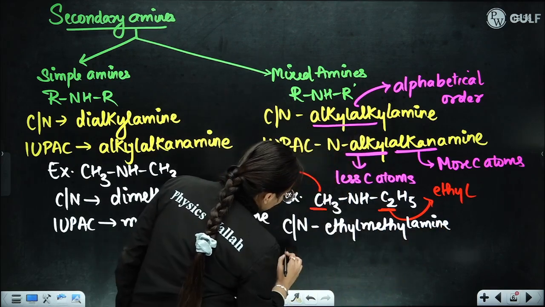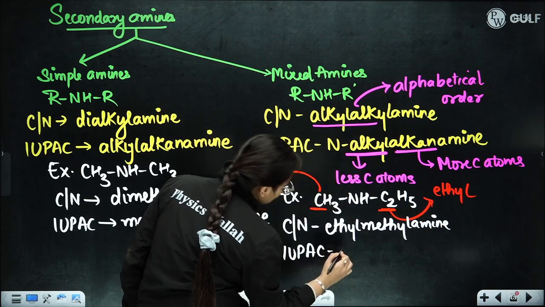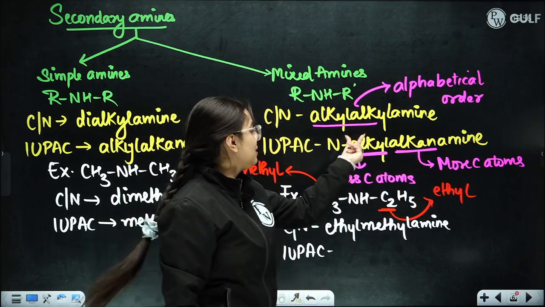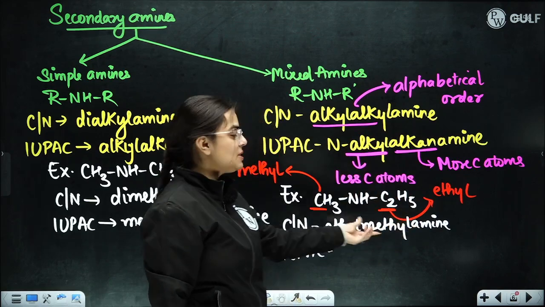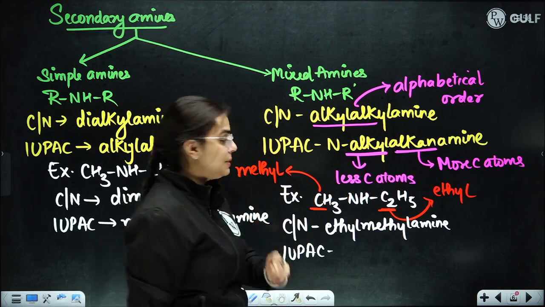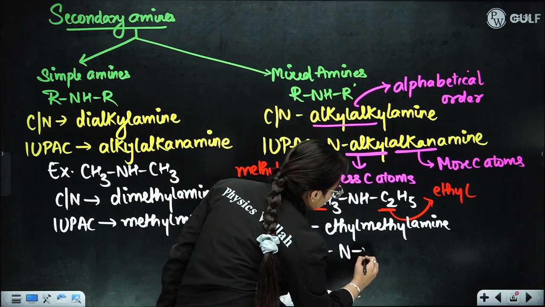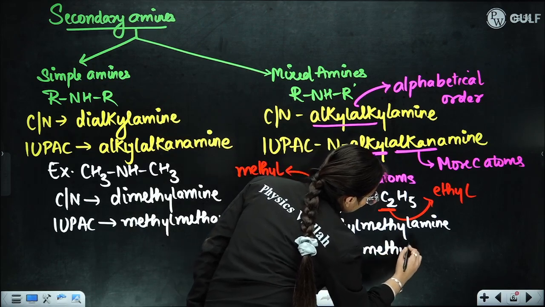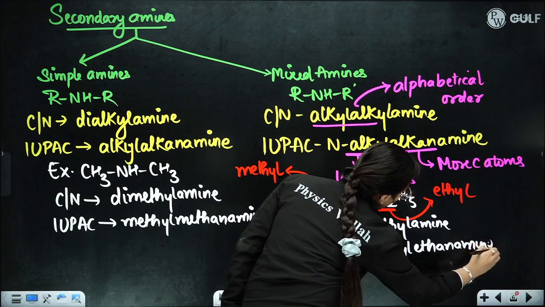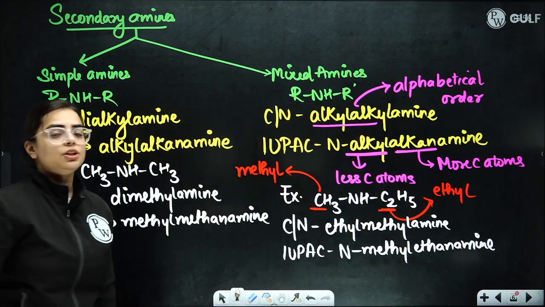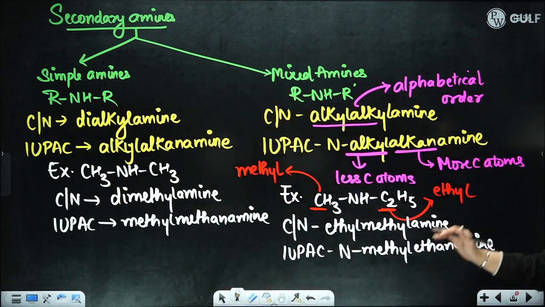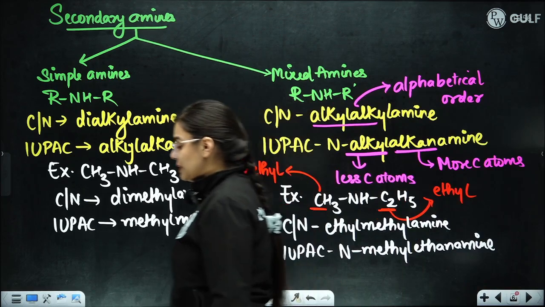And if I have to name the IUPAC part over here, it's N-alkyl alkanamine. Here the alkyl will be holding fewer carbon atoms, and among methyl and ethyl you can clearly observe that methyl contains only one carbon atom. So it is going to be N-methylethanamine. I hope this is clear to each and everybody of you. So this is the nomenclature with regard to your secondary amines. Everybody, you can take a screenshot.